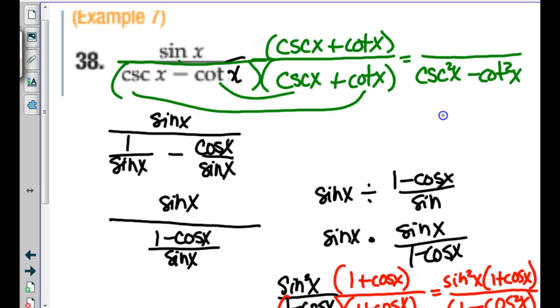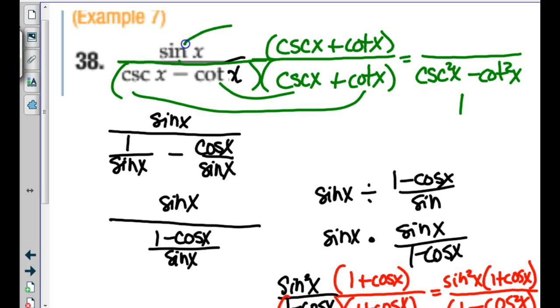Well, no, it's just on the sheet. It's one of the identities, right? It says 1 plus cotangent squared equals cosecant squared. Did you find it? So cosecant squared minus cotangent squared is just 1. That got rid of the denominator right there.